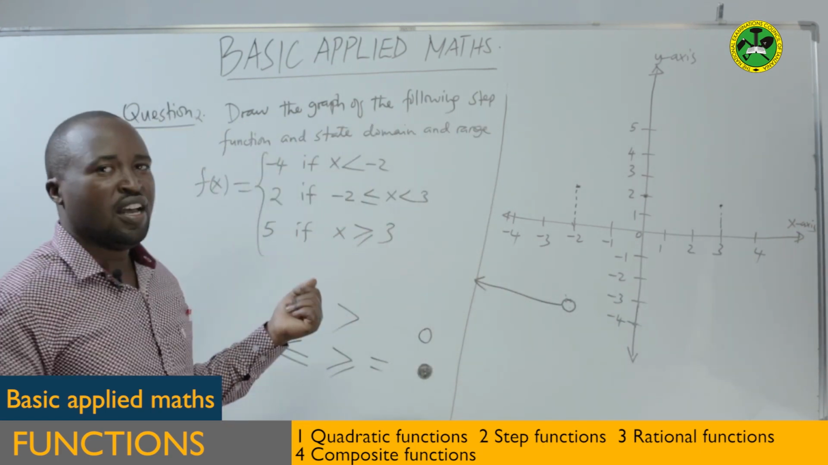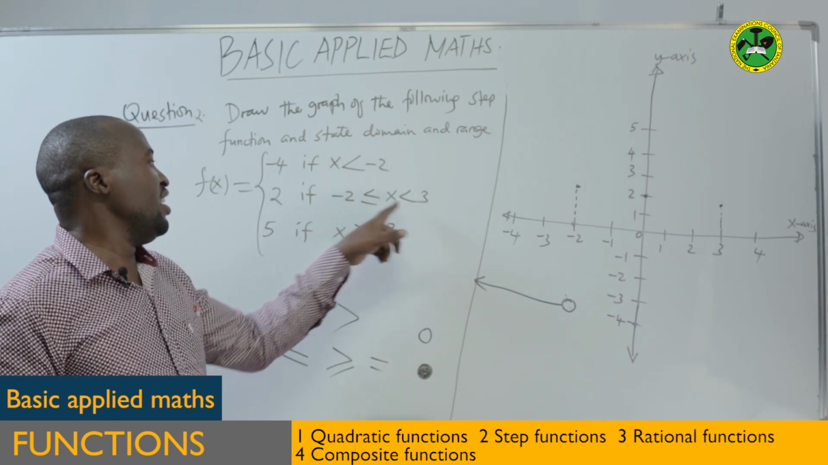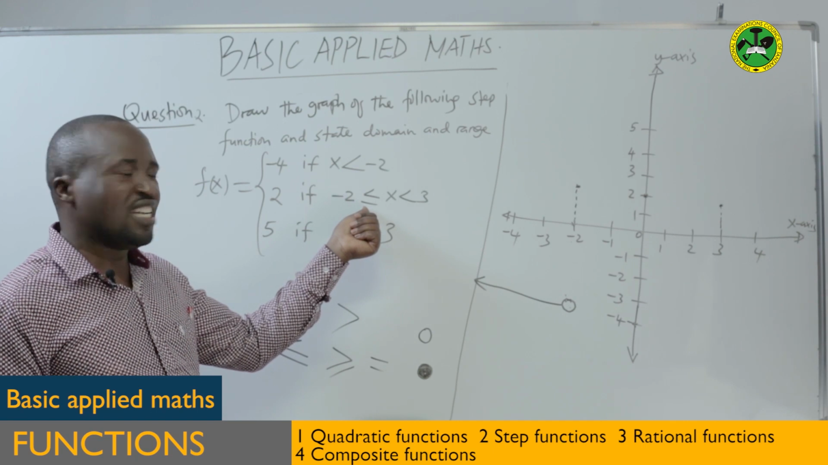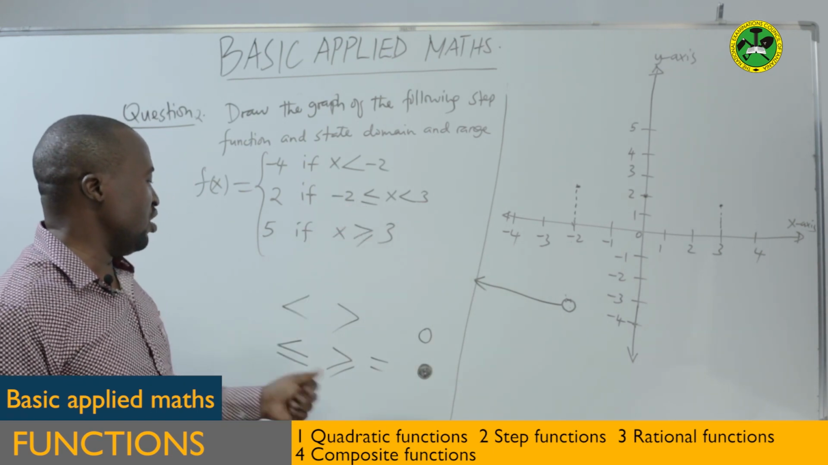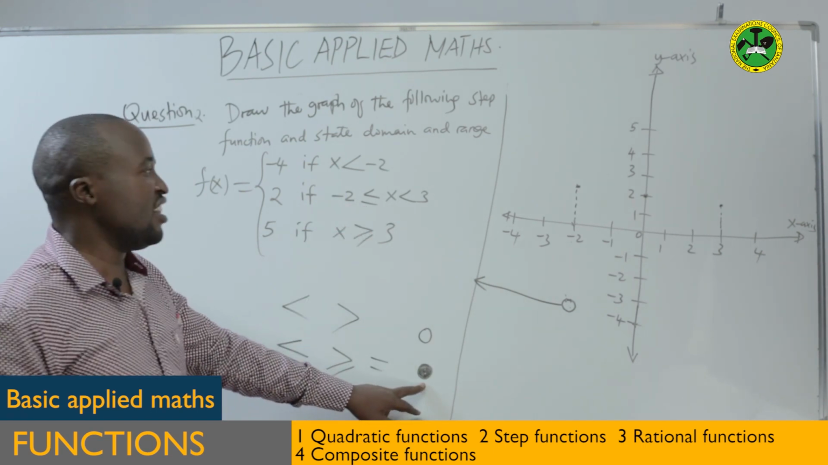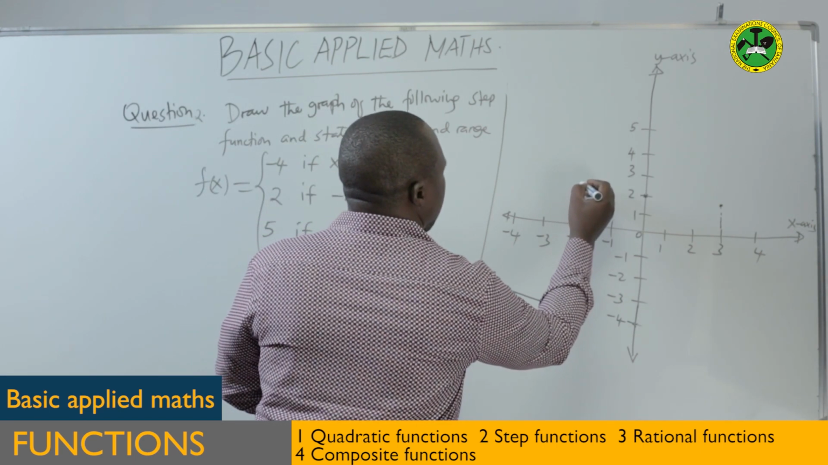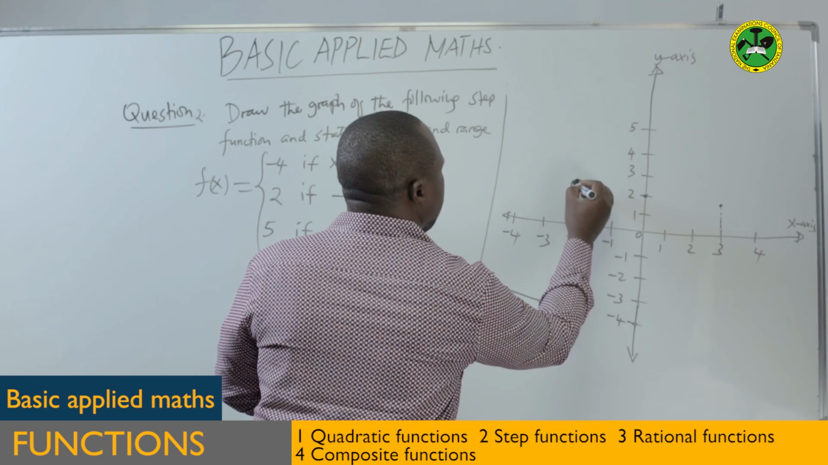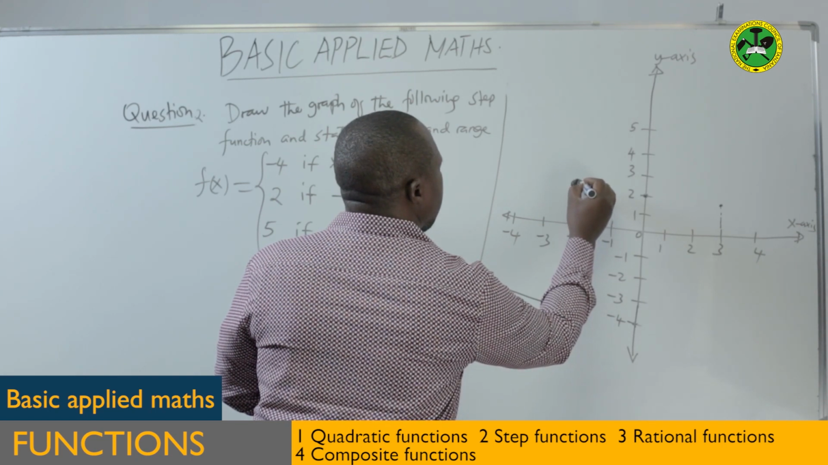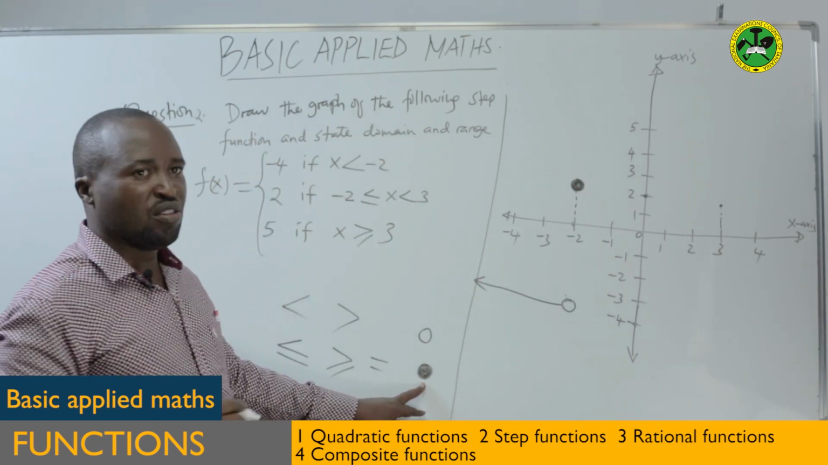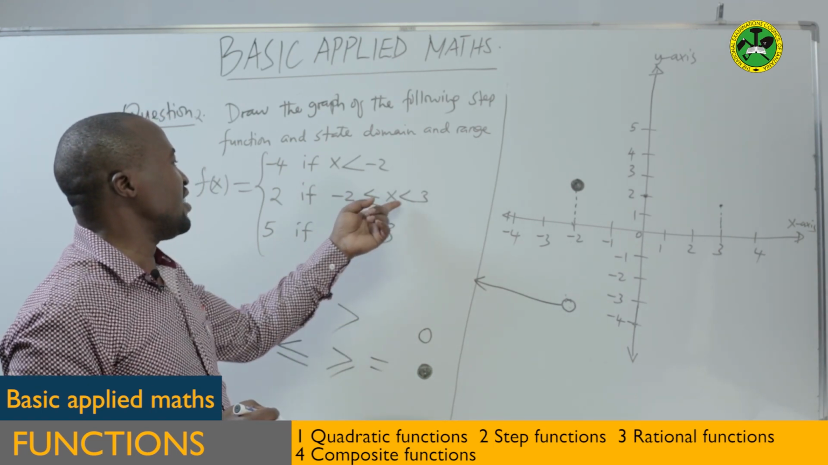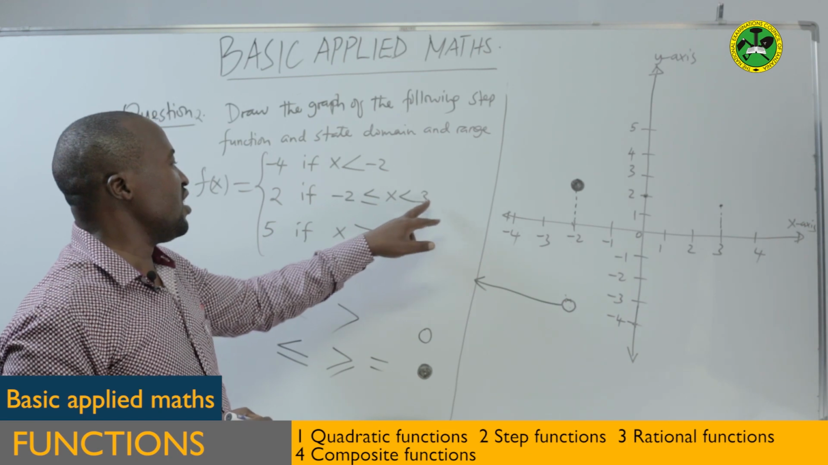Now again, the second step, we are looking at the inequality symbols. So the first inequality symbol is less than or equal to, which is this one. So we just use the shaded circle. Here, just draw the small circle, and then we shade it to show that the value is included. Then again, we have x is less than 3.